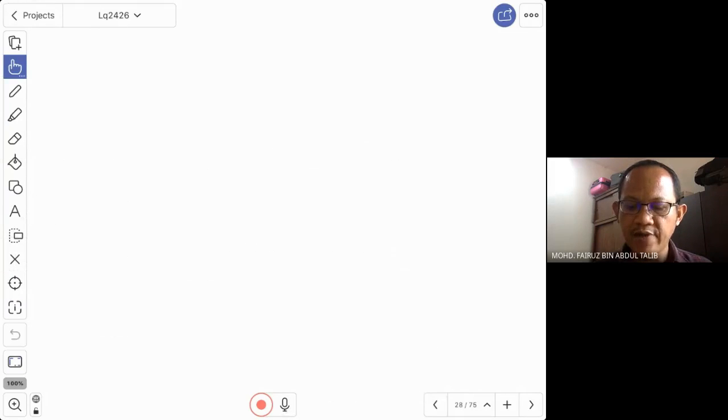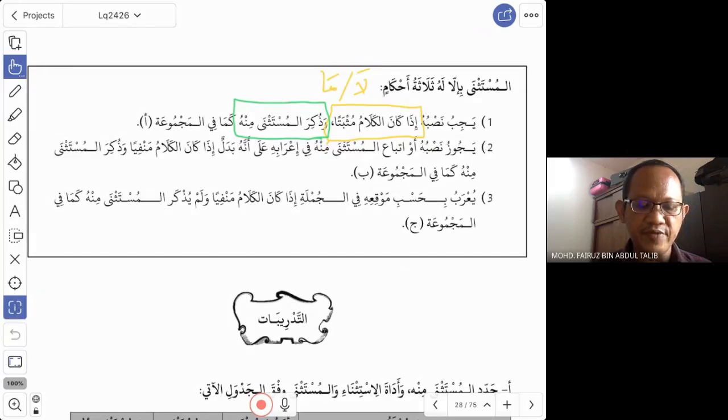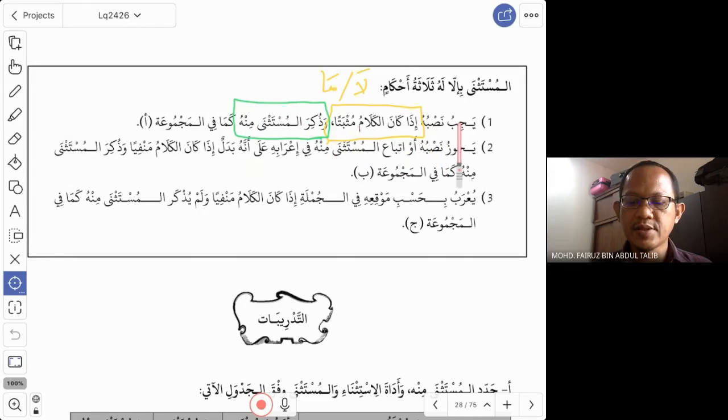The first hukum of al-mustasna. Any questions so far for the first hukum? It is wajib, mansub. Okay, so this is the first hukum. Now we move to the second hukum.